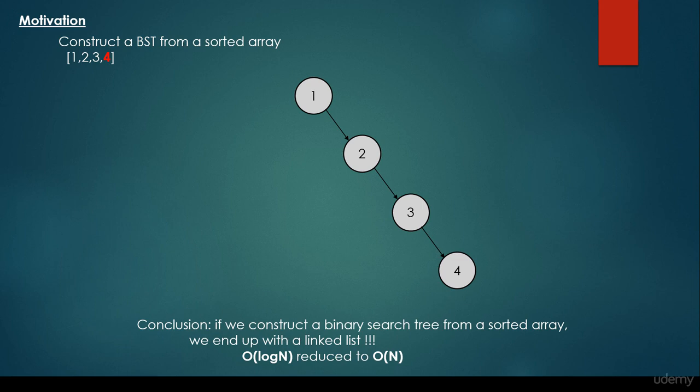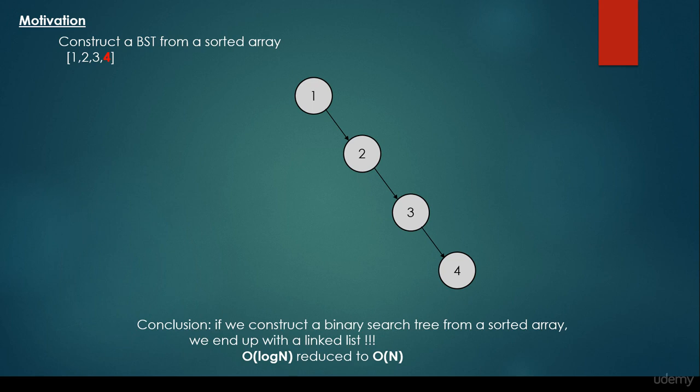So as you can see, the conclusion is that if we construct a binary search tree from a sorted array, we are going to end up with a linked list. And what's the problem with the linked list? Then the operation is going to have O(n), so linear time complexity, instead of the logarithmic time complexity. And this is the main disadvantage as far as binary search trees are concerned, that we could degrade the logarithmic running time to linear running time, and it's not going to be okay.